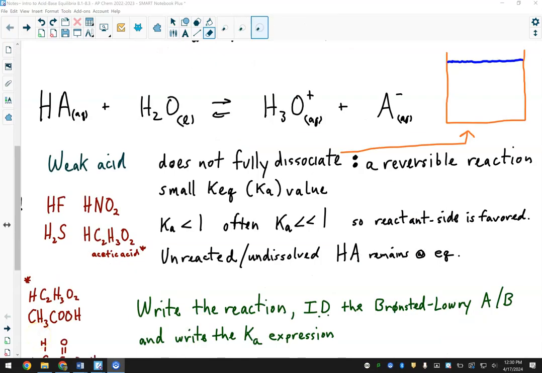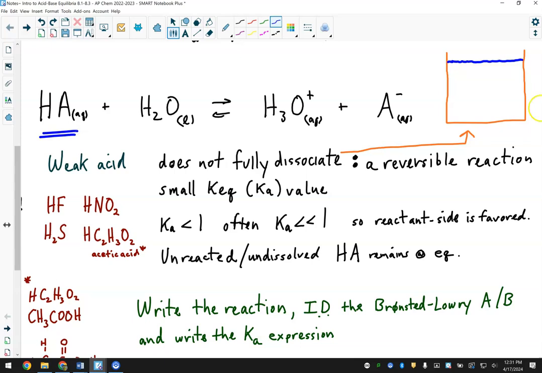So now we're going to contrast that strong acid with a weak acid, which does not fully dissociate, does not fully react. It sets up a reversible reaction with water that has a small Keq value, and again, we would call it a Ka. For these weak acids, Ka is less than 1, right? So the reactant side would be favored. There's more undissolved, or unreacted, acid in the beaker.